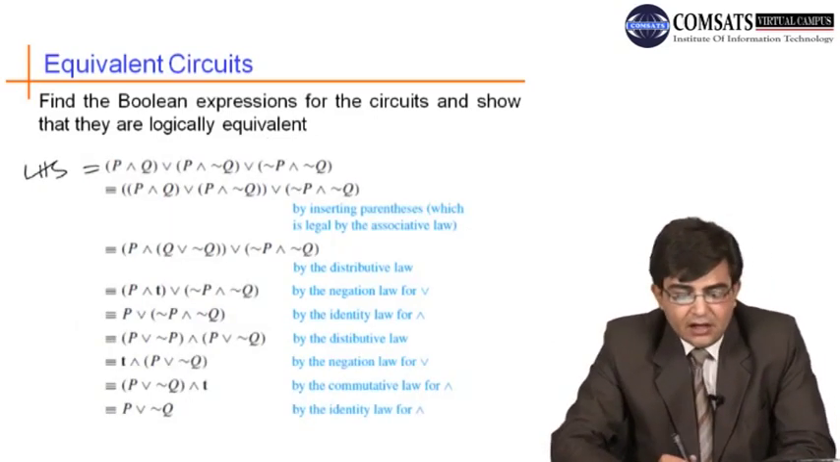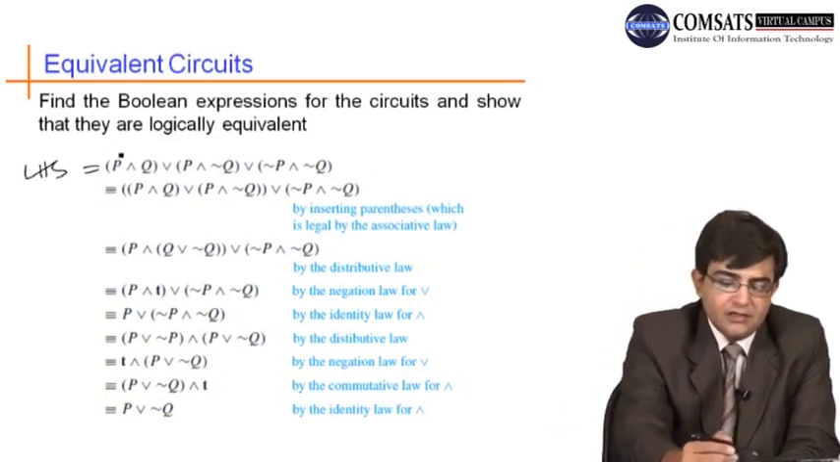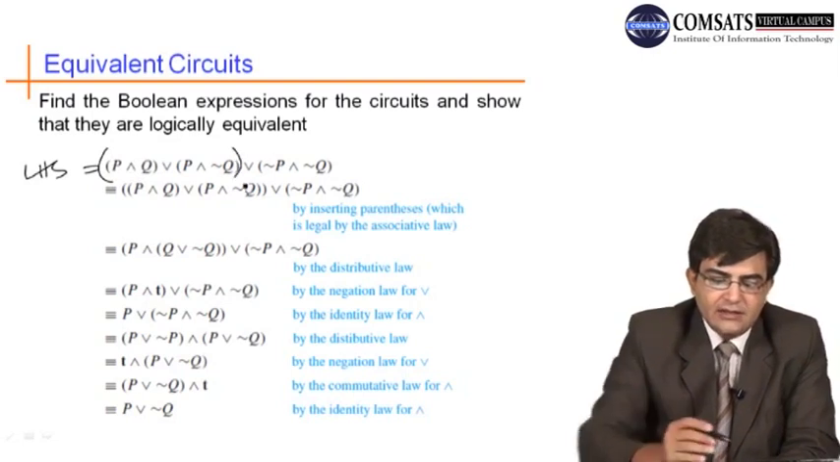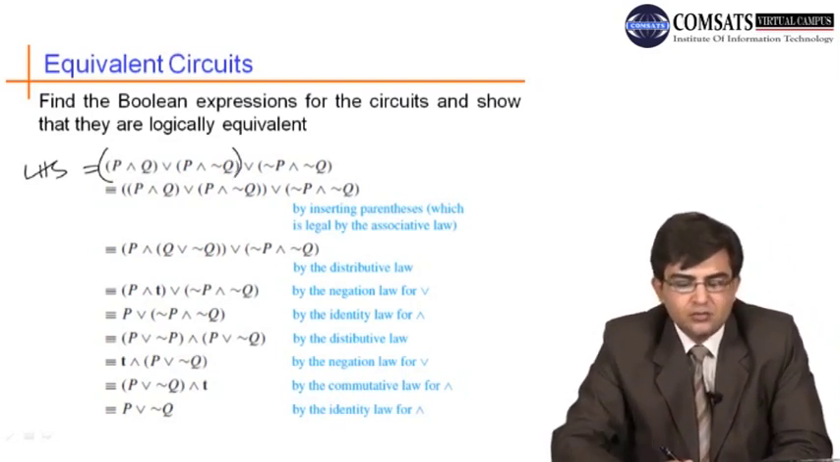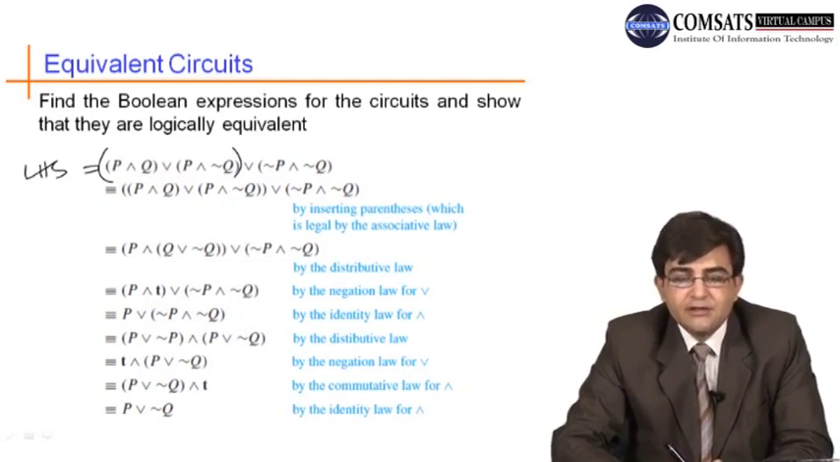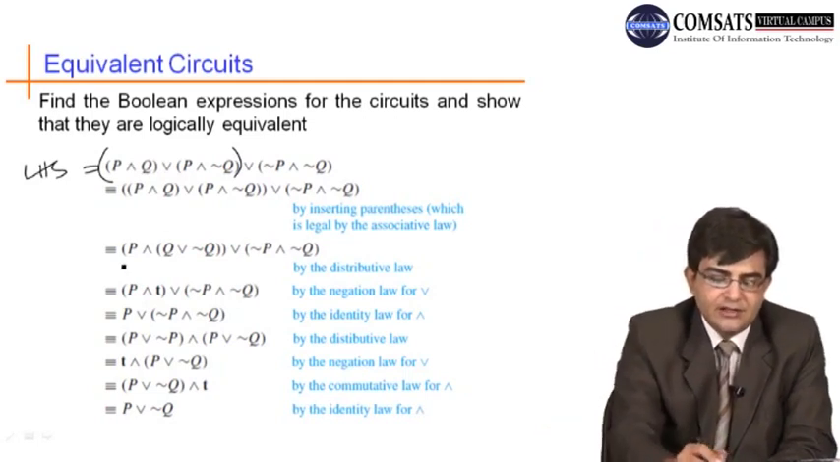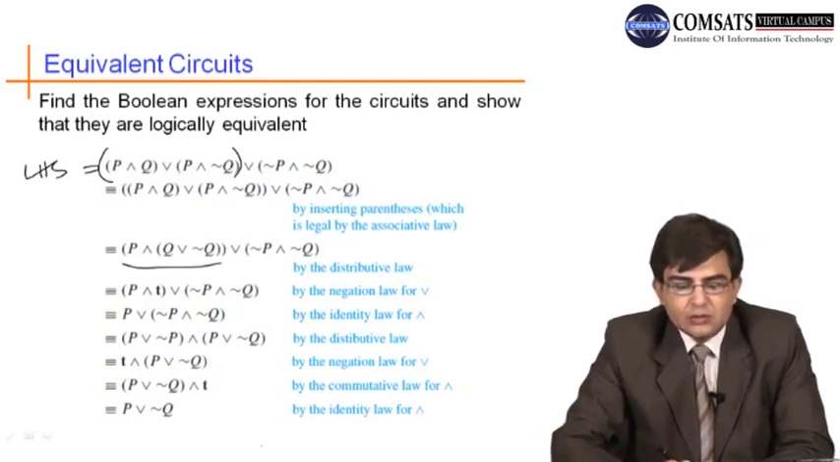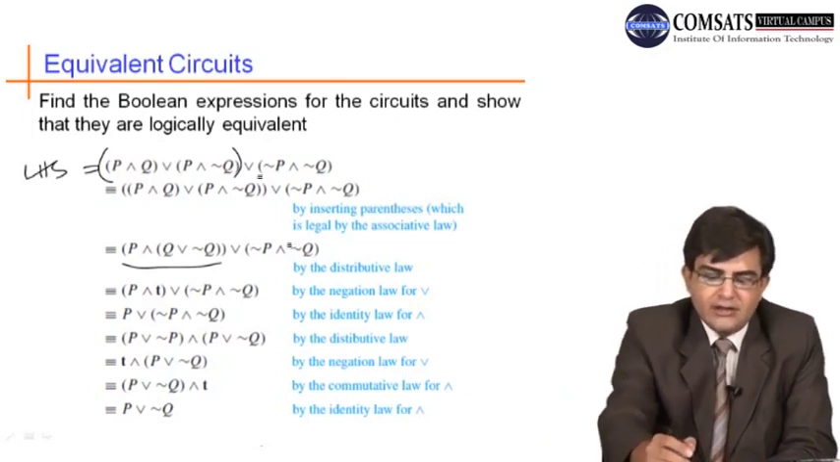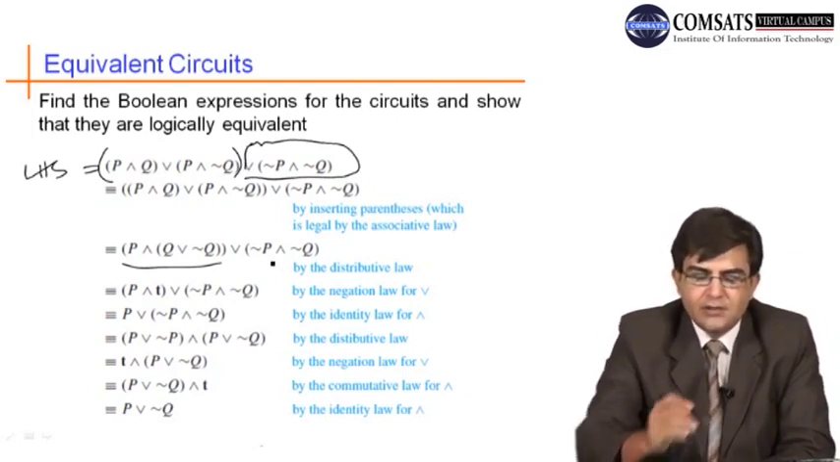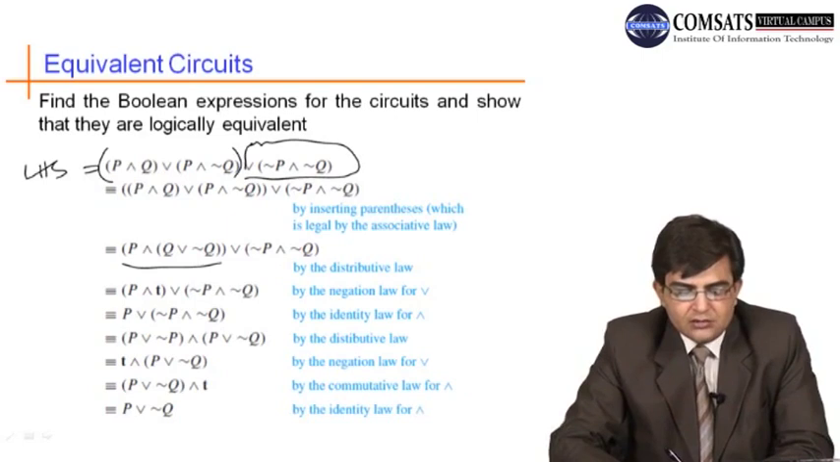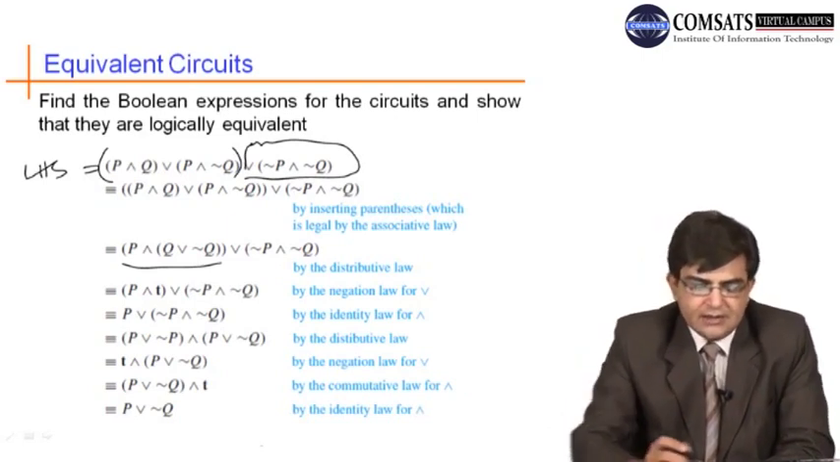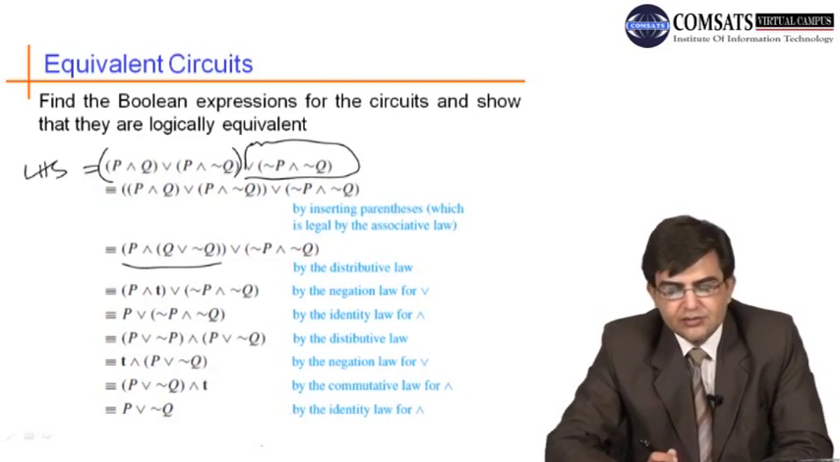Now if we look at this Boolean expression carefully, we can see that here we have P and Q or P and NOT Q. We can again use the distributive law here, as we have used in the previous example. We obtain P and (Q or NOT Q), or here the rest will be the same, NOT P and NOT Q. So Q or NOT Q is basically a tautology, by using the negation law.